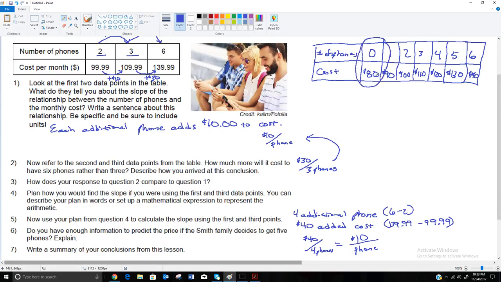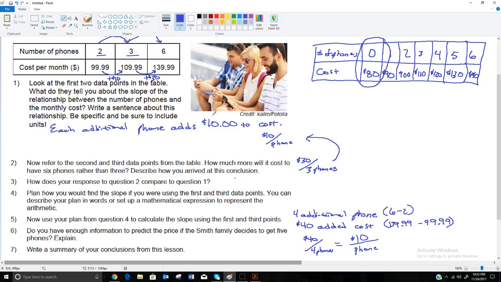In other words, there is a starting amount to this phone plan that we pay, and then we add the phones on. So we pay $80 to get this plan, and then we pay $10 for the phones that we have. If they were to advertise it, they may say $90 to start and $10 for each additional phone, because it doesn't really make sense not to have any phones. But technically, the way this works out mathematically is an $80 cost up front and then $10 for every phone that you have.